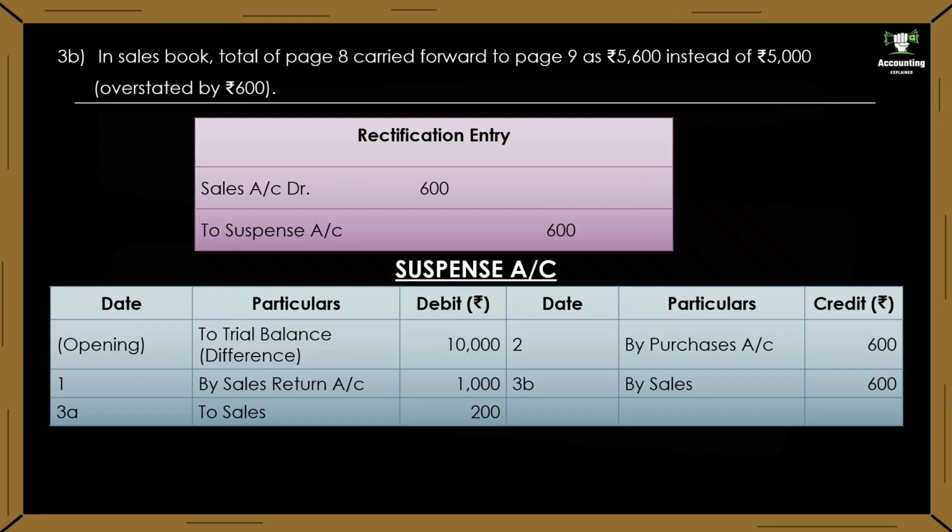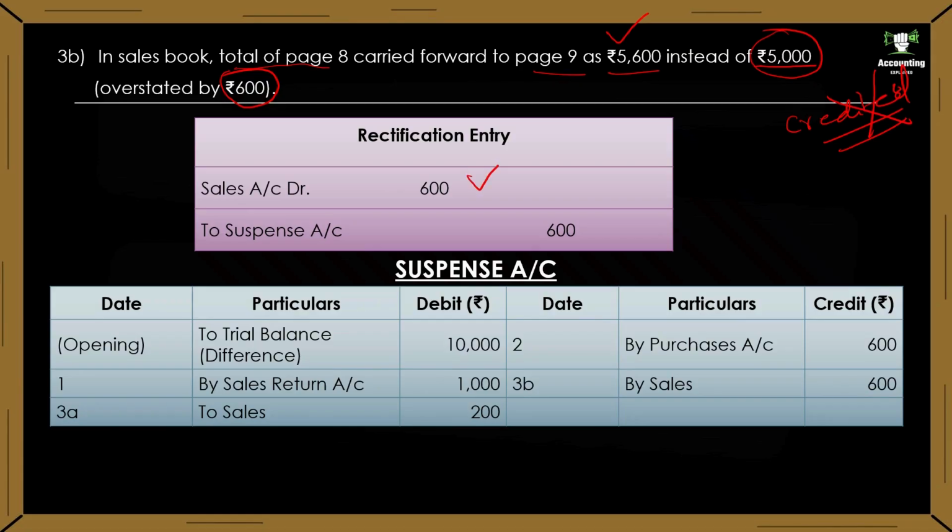3B, in sales book, total of page 8 carried forward to page 9 as 5600 instead of 5000. Instead of 5000, we have taken the total as 5600. Now it is overstated by rupees 600. Overstated means sales is more by 600. Sales is usually credited, right? If it is more by 600, what will you do? Opposite of credit, it will be debited. So sales account debit 600.